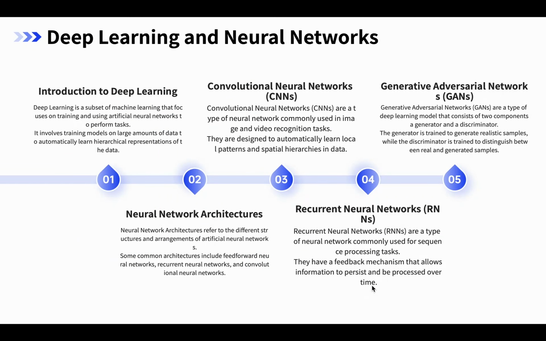Advanced topics. Deep learning and neural networks are some topics that we'll be covering far along the series, because these are very advanced topics and you need a good, strong, powerful system to work with these, because they take time. So we will be doing an introduction to deep learning. We'll learn about CNNs, convolutional neural networks, GANs, generative adversarial networks, neural network architecture, and RNNs, which are recurrent neural networks.